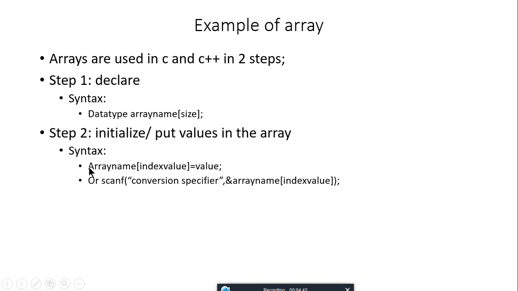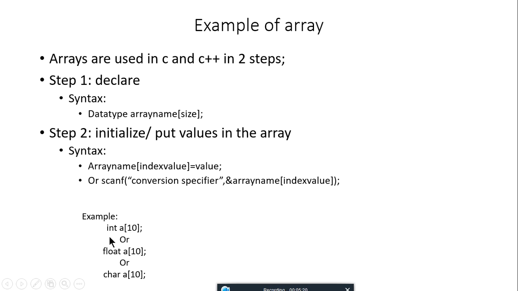How would you do that? You will put the array name, then the index value, then equals to the value. For example, a of 0 equals to 10 or a of 1 equals to 20. You can do this or you can use your scanf function. The scanf function will be like scanf("%d", &a[i]); Both of these steps should be done one after the other, first you have to declare the array, and then in the next step you have to initialize the array. For example, this is the example of declaration: int a[10], so an array of 0 to 9 will be created.